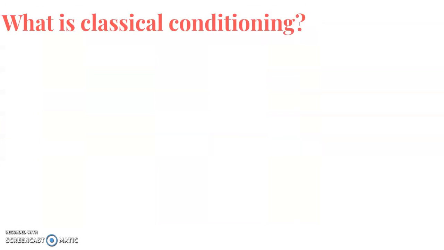So what is classical conditioning? Classical conditioning is the acquiring of a new or conditioned response to a previously neutral stimulus that reliably signals the arrival of an unconditioned stimulus. So what does this mean?